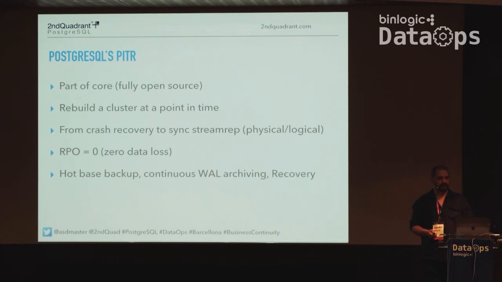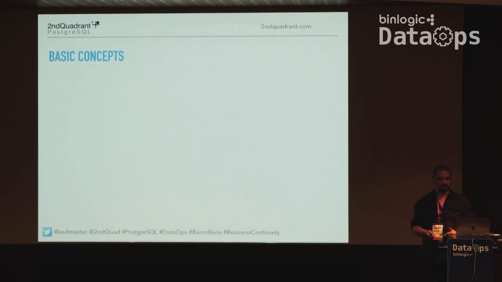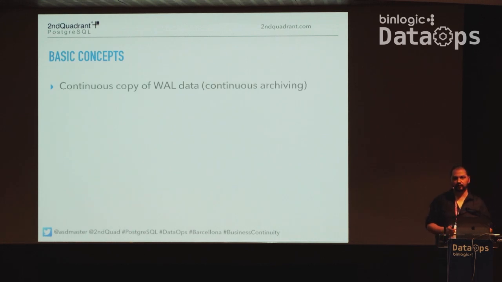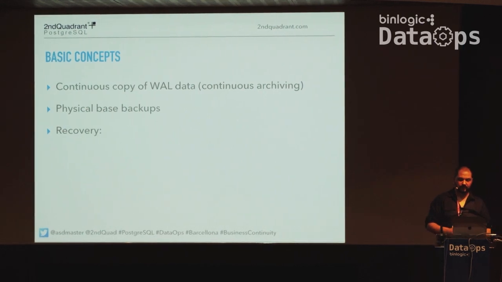We have hot-based backup and continuous WAL archiving, as I was explaining, and it allows us to recover. There is an API that is part of the core that allows us to do this. So we want to continuously copy WAL data. I was saying continuous archiving. There are different ways of doing that, and I'm going to show you. Then we want to have physical backups. So we want to physically copy our data directory, and there are different ways to achieve that too. And we want to recover.